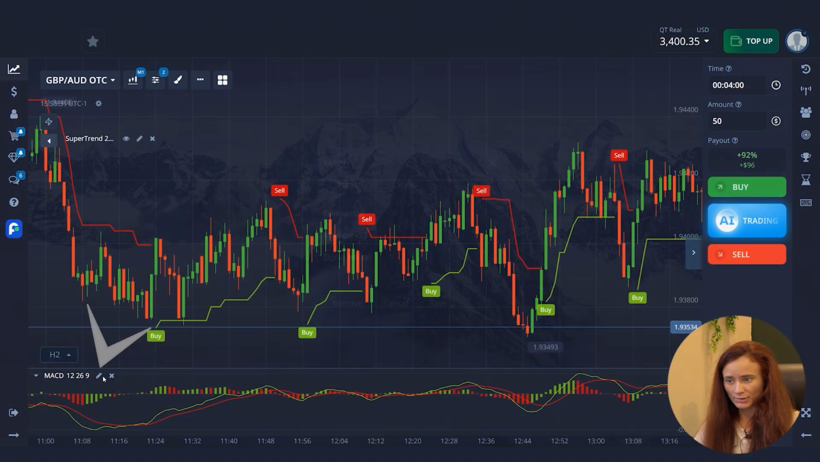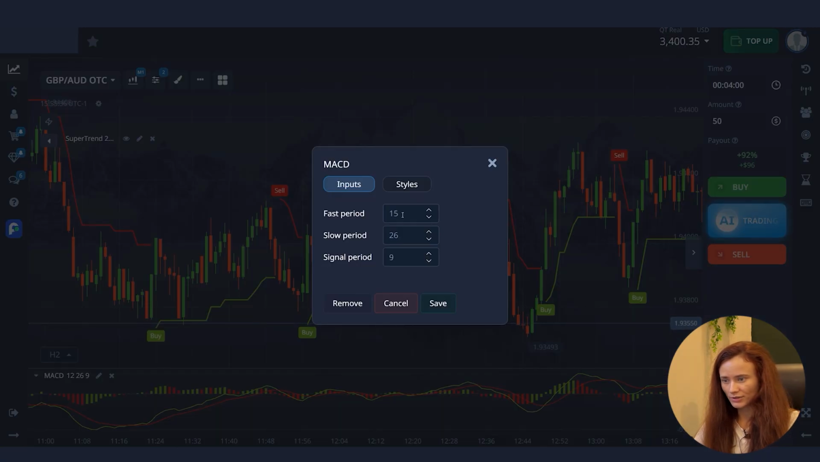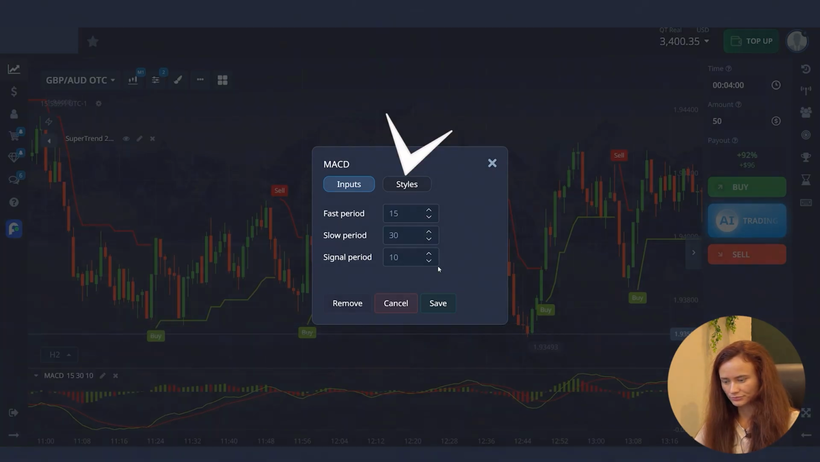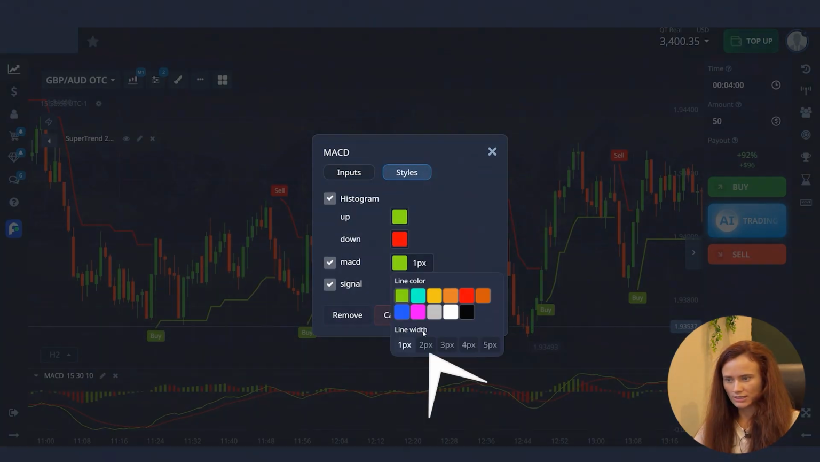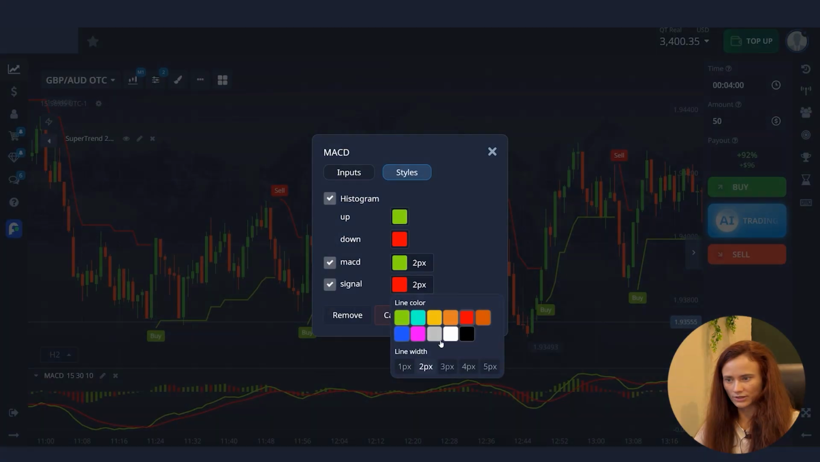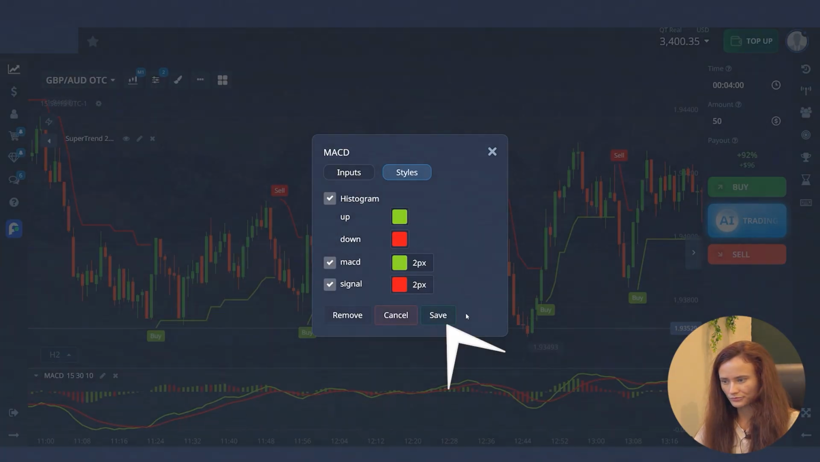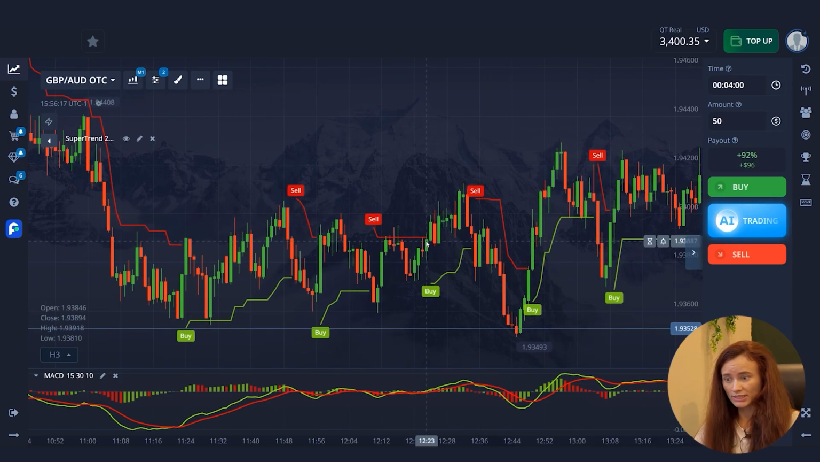And now adjust MACD settings. Fast period make 15, slow period will be 30, and signal period increase to 10. In the style settings, I will increase the thickness of the MACD and signal lines. And this completes our setup.